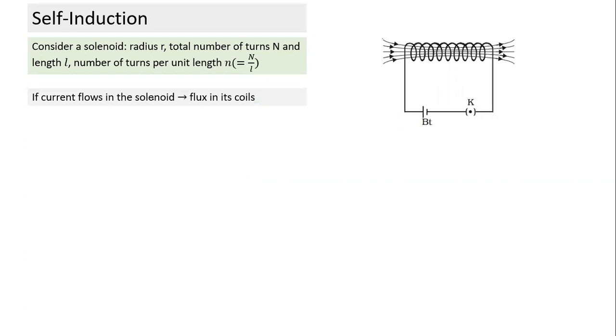So this is a solenoid here, and if current flows in the solenoid, what would the current lead to? The current in the solenoid will create a field, and the field will create flux. So if there is a current in the solenoid, the current in the solenoid itself creates flux in the solenoid.